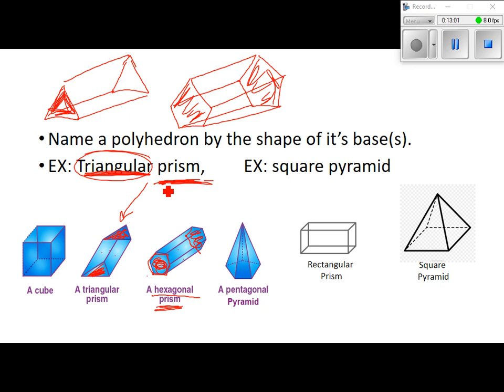So you find the base, that's the first part of the name, and then just add prism to it. If it's a pyramid, a square pyramid, that tells you that the base is a square. So like on this one right here, this is the base. It's a square. In any pyramid, all the rest of the faces, all the lateral faces, are going to be triangles.